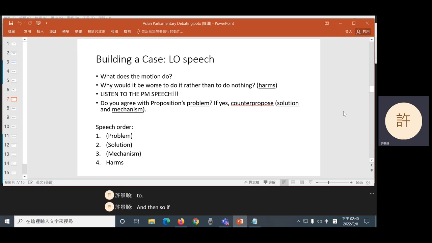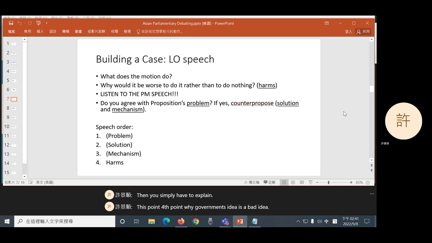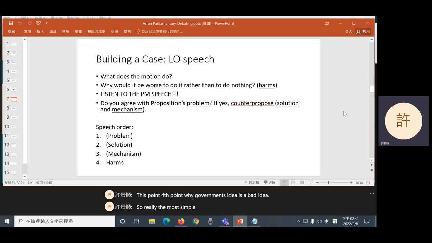If you agree that there's a problem, you'll need to counter-propose. And if you counter-propose, you also need to come up with a mechanism and a solution. But if you don't counter-propose, then you simply have to explain why government's idea is a bad idea. So really, the most simple LO speech will already start to give arguments, because the LO doesn't need to spend so much time on defining and explaining. They can simply say, no, it's bad.